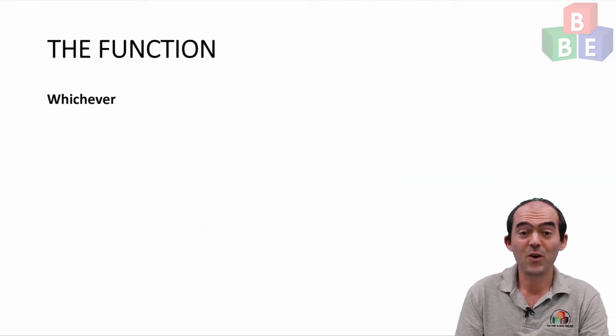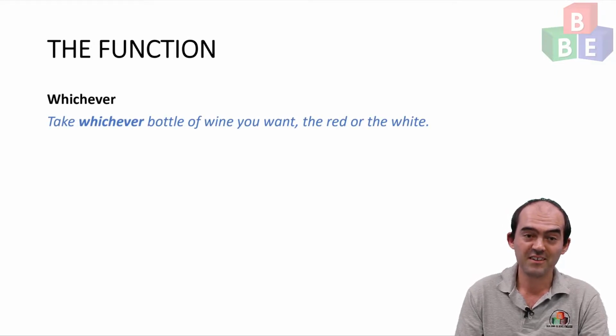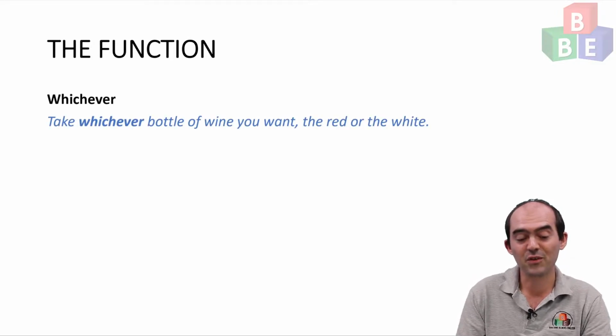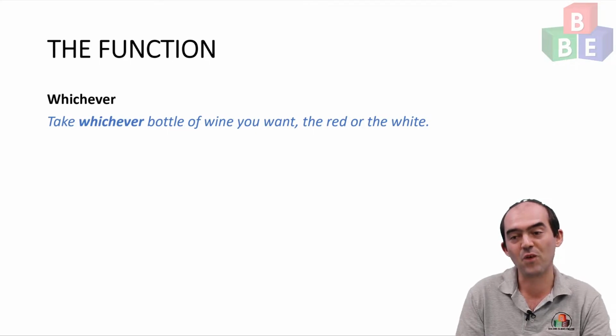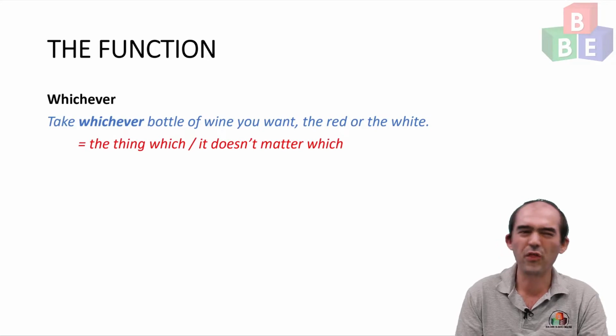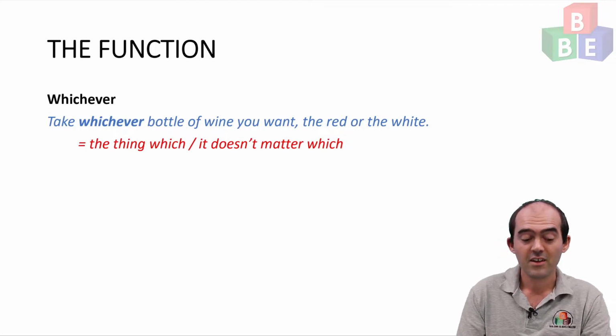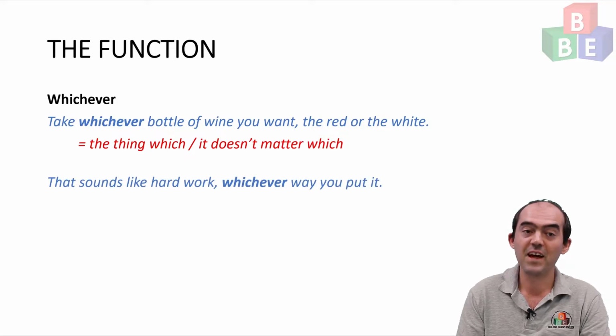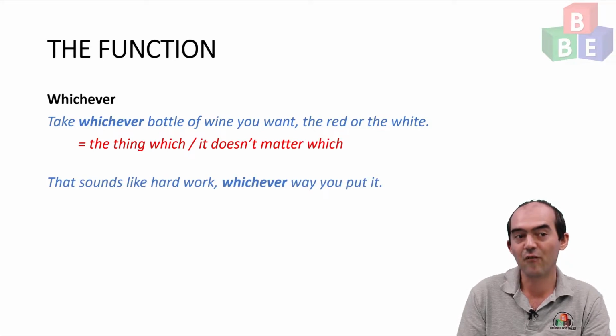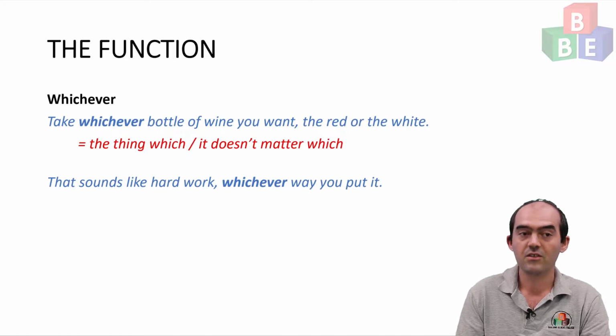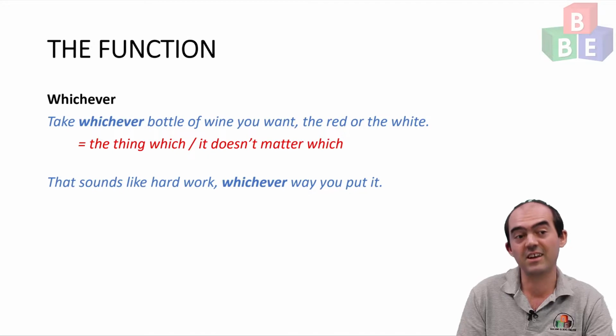Okay, let's talk about whichever. Here's an example. Take whichever bottle of wine you want, the red or the white. In this sentence, I'm using whichever to mean the thing which, or it doesn't matter which. Similarly, I can say, that sounds like hard work, whichever way you put it. So I'm saying it doesn't matter the way you put it, it still sounds like hard work.